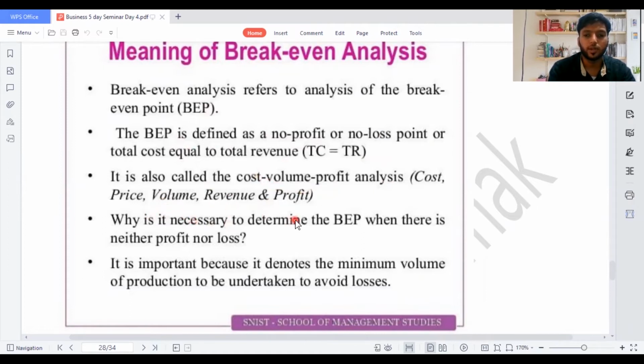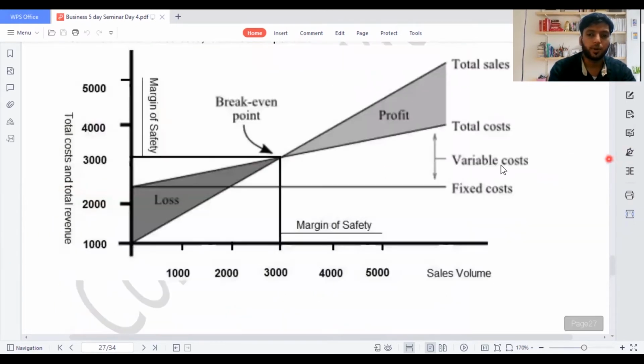Why is it necessary to determine the BEP when there is neither profit nor loss? It is important because it denotes the minimum volume of production to be undertaken to avoid loss. So at this particular point you need to produce at least 3,000 units and sell those 3,000 units to make no loss or no profit. Then only you can ensure more profit. The more you produce and sell after 3,000, the more revenue you can make.